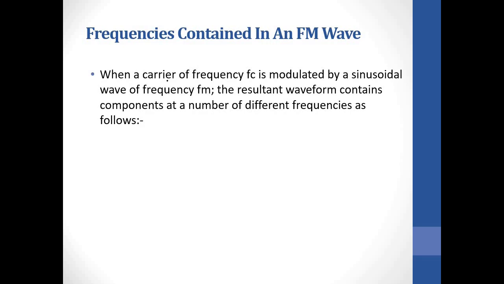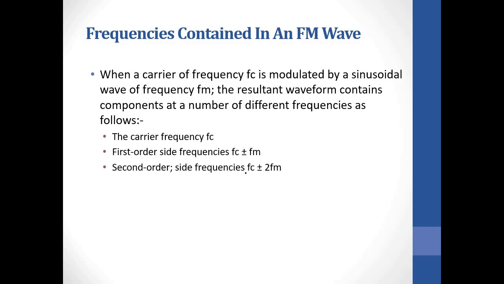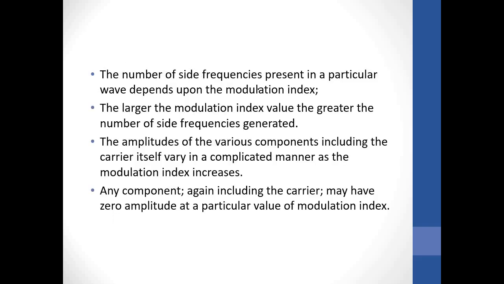So when a carrier of frequency FC is modulated by a sinusoidal wave of FM, the resultant waveform contains components at a number of different frequencies as follows. We've got the carrier component, we've got the first order side frequencies FC plus or minus FM, second order FC plus or minus 2 FM, third order FC plus or minus 3 FM, etc. The number of side frequencies present in a particular wave depends on the modulation index. The larger the modulation index value, the greater the number of side frequencies generated. We actually saw the difference between M equal to 1 and M equal to 4.